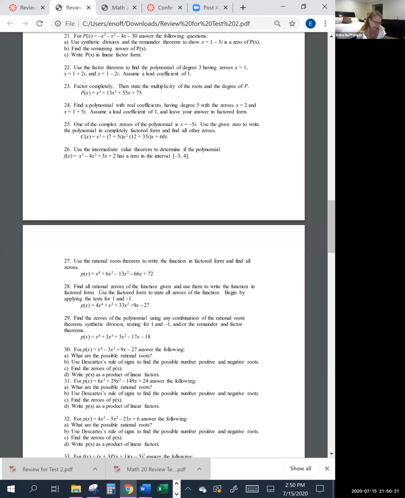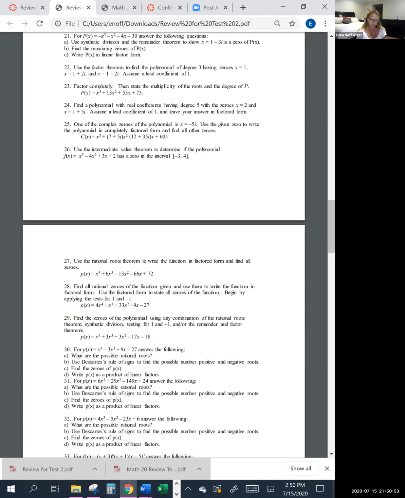Let me skip that. 5.3, find the domain of a rational function. So this is where we started graphing rational functions. Find the vertical asymptote of a rational function. Find the horizontal or oblique asymptote of a rational function. You should be able to graph a rational function. Then we got into solving polynomial inequalities, solving rational inequalities. Then we got into the remainder and factor theorem.